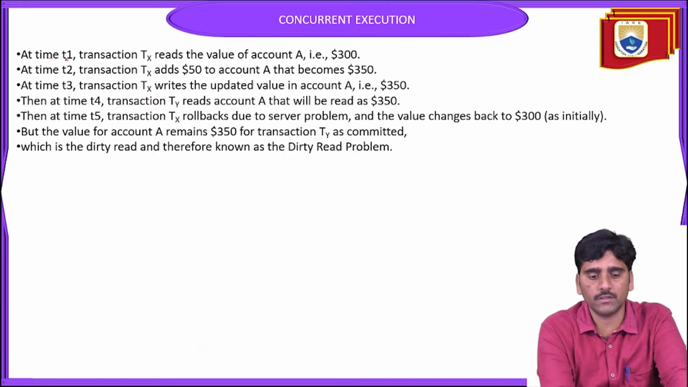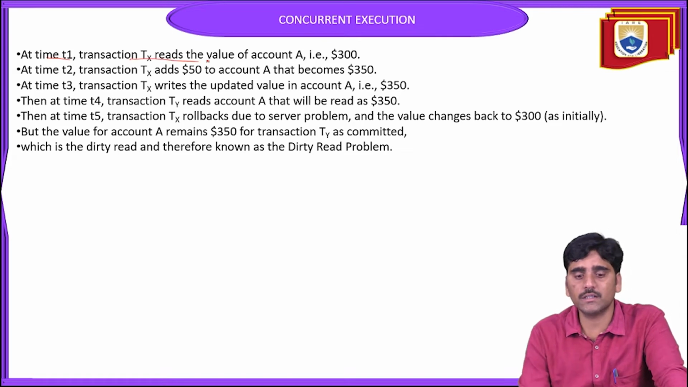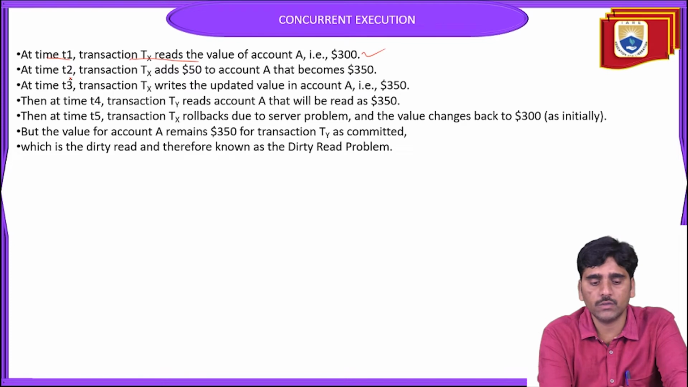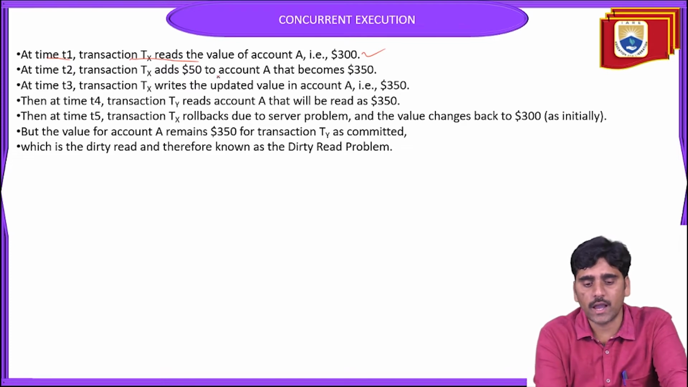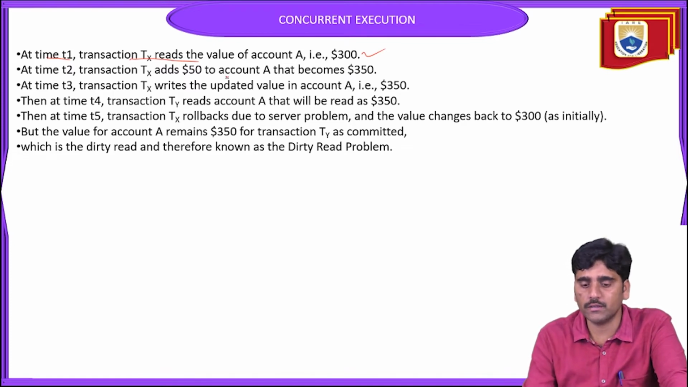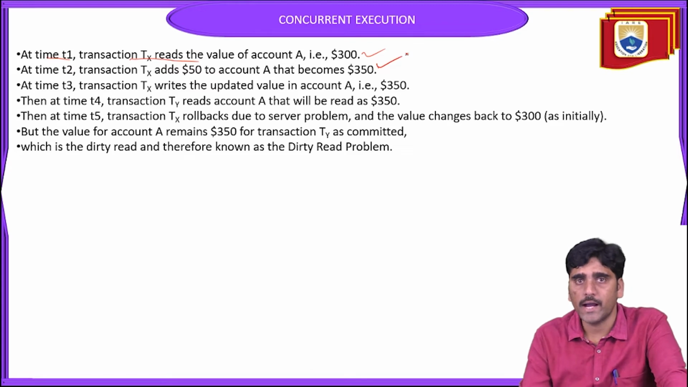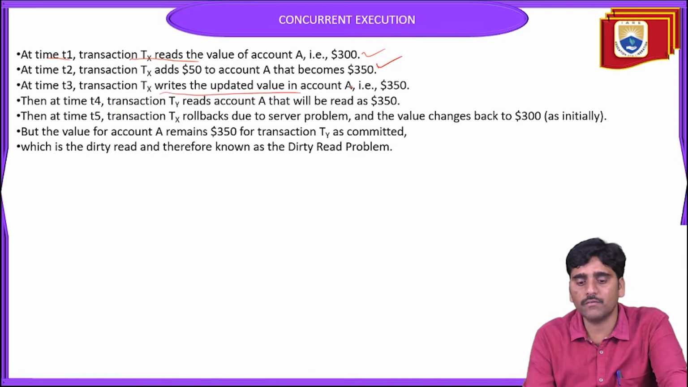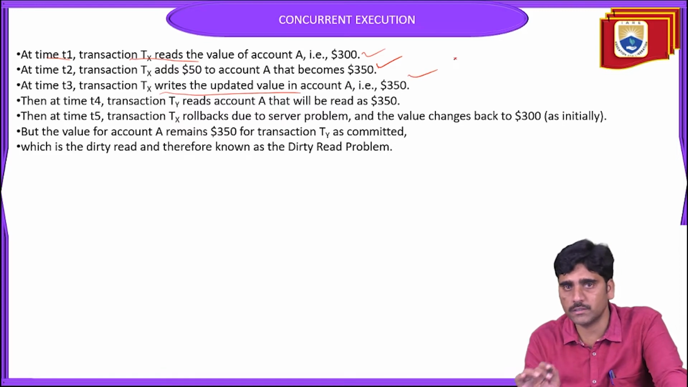At time t1, the transaction TX reads the value of account A, that is 300. At time t2, transaction TX adds 50 rupees to account A, that becomes 350. At time t3, it writes the updated value 350 to the account. It shows the message actually.